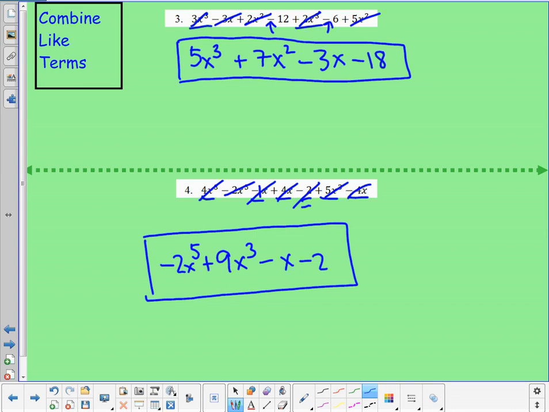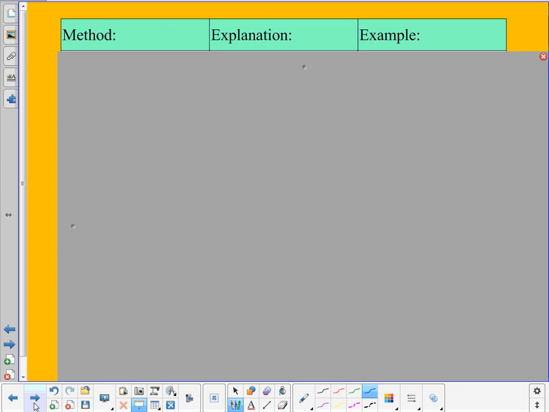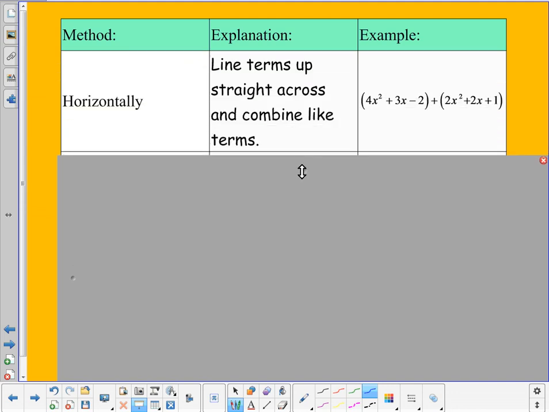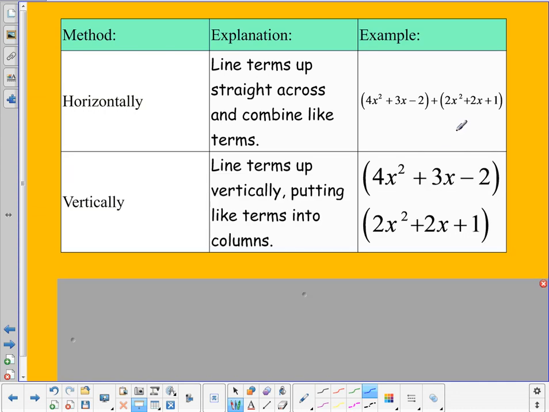Okay, so now let's talk about a couple of different ways that we can actually look at adding two polynomials together. You can use two different methods to add them. One method is to add them horizontally like we were just doing. If you've got this polynomial plus that polynomial, we just go through and find the like terms like normal. But some people like to look at them vertically. You can take the second polynomial, put it underneath the first polynomial, and then combine your like terms that way.